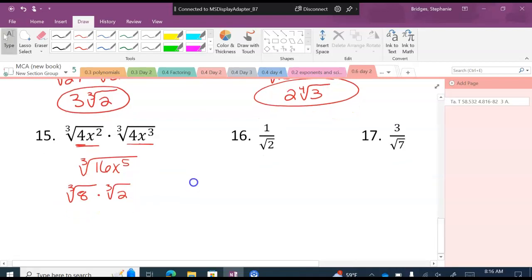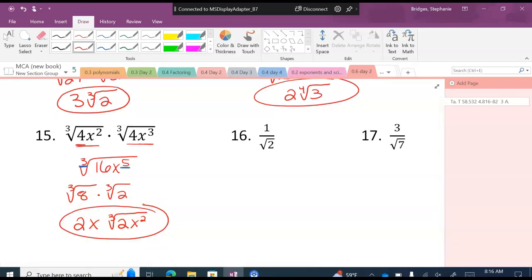And what is the cube root of 8? 2. And again, I'm leaving some space because I still have my variables to deal with. And then I'm going to look at it like this. How many times does 3 divide evenly into 5? Once. And how many leftovers would I have? 2. So the answer would be 2x times the cube root of 2x squared. Go with that one. Okay.